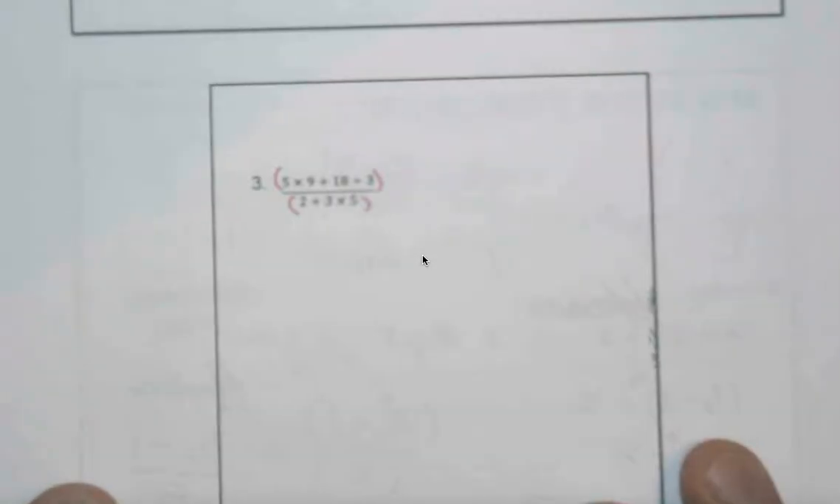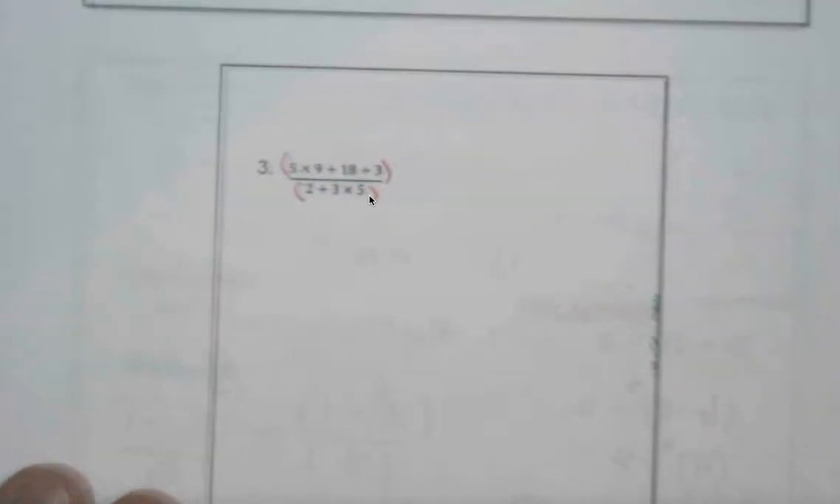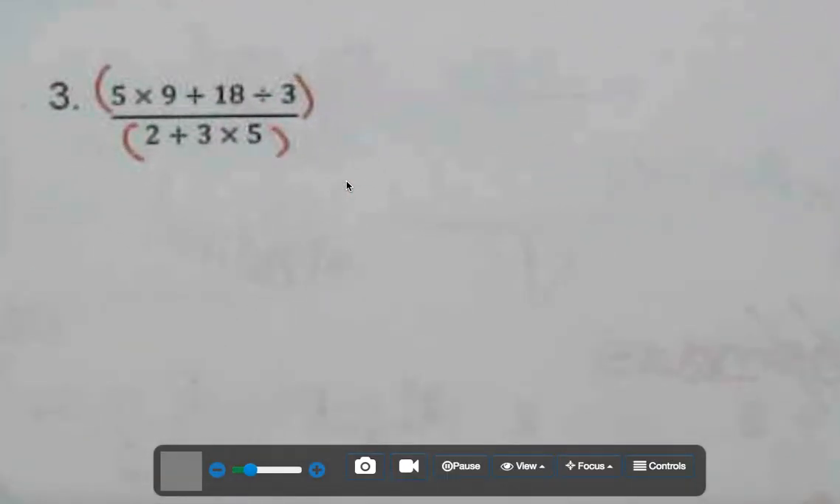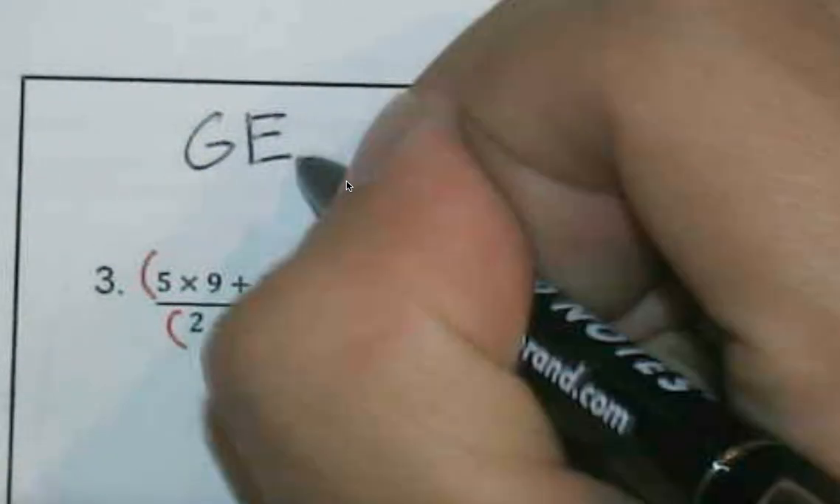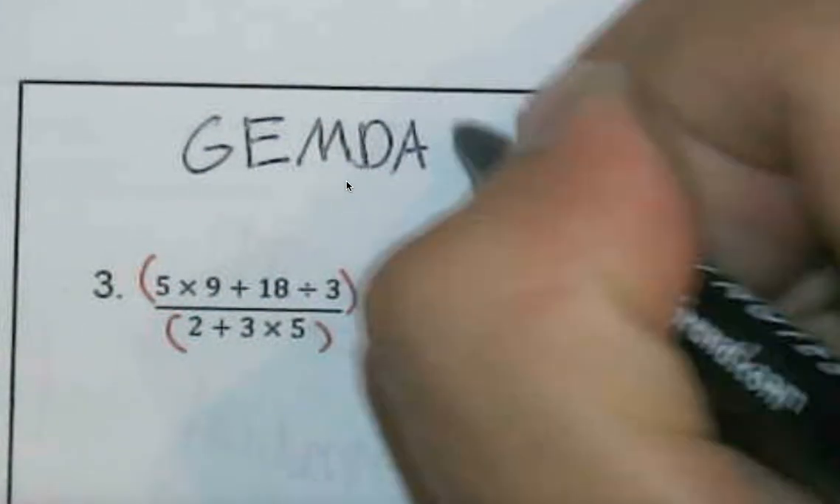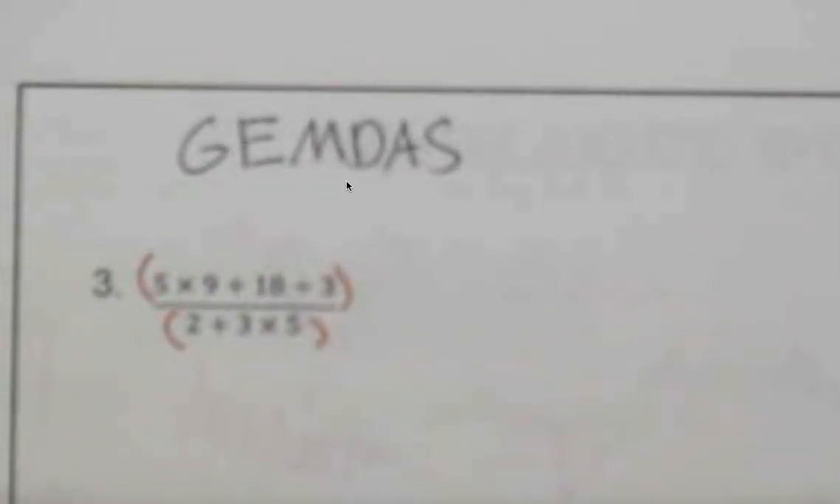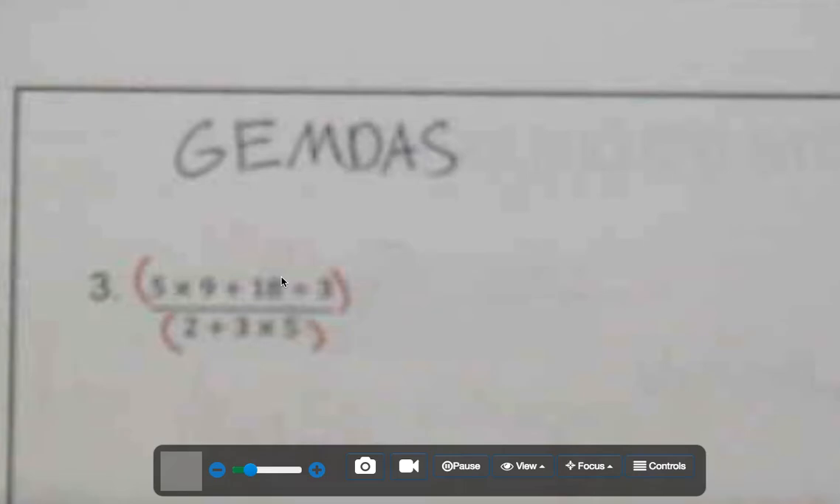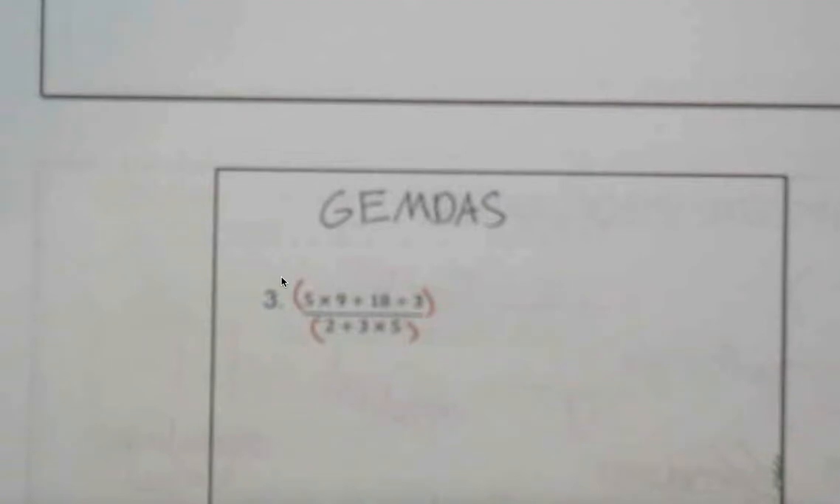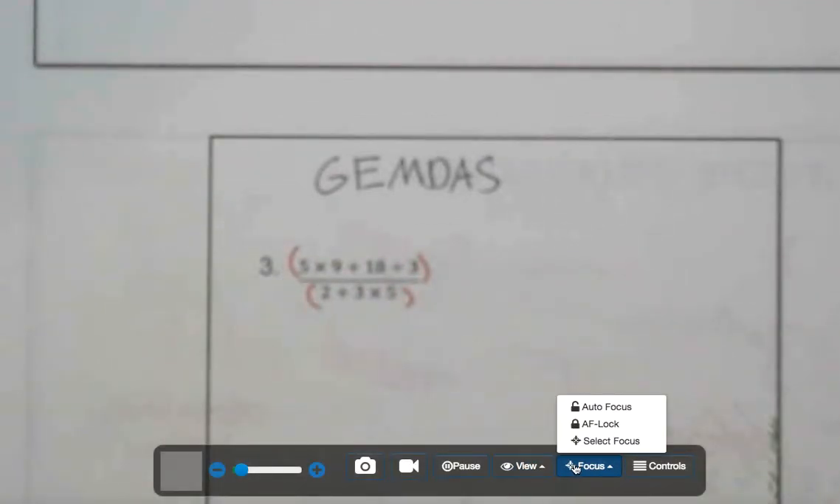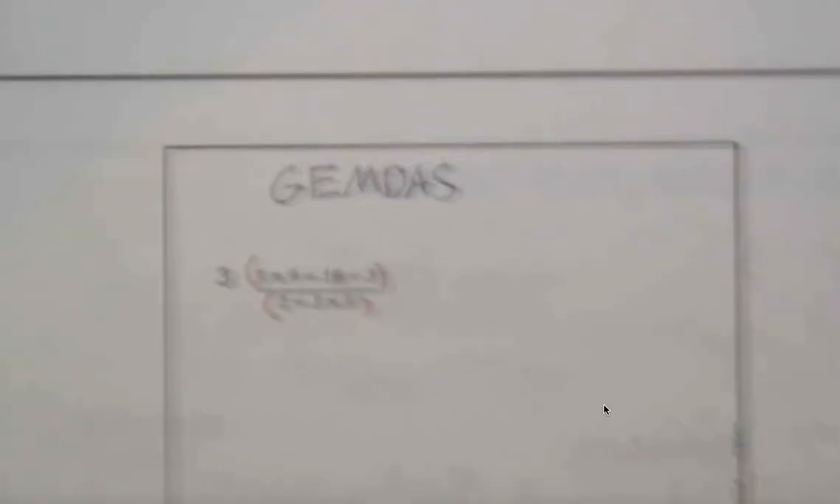If we take this further, looking at example 3, let's see if we can focus that a little bit better. So with this, we have a fraction, so just so that we have our steps in check: grouping, exponents, multiplication and division from left to right, along with addition and subtraction. As far as grouping, we know we're working with a fraction, so that's good. We know in the numerator we have the product of 5 and 9, and also the quotient of 18 and 3.